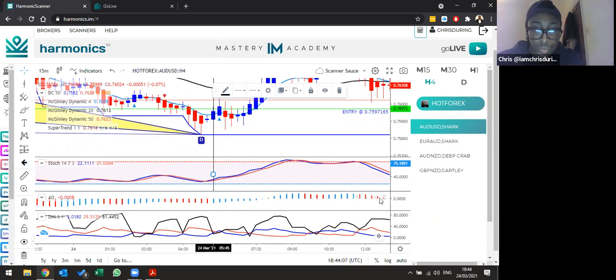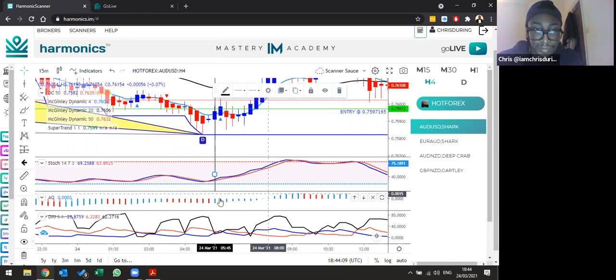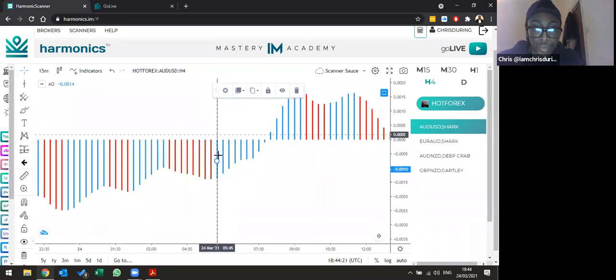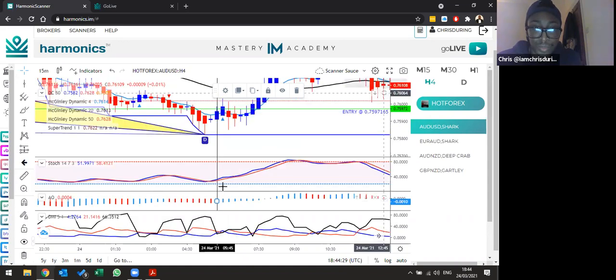Next, we've got the awesome oscillator. At that same point, for a buy, we want a blue line, and for a sell, we want a red line. On my awesome oscillator, where I've drawn this black line, we've gone from a red bar to a blue bar, which means it's moved from the sellers in control to the buyers in control. So we've got another confirmation there.